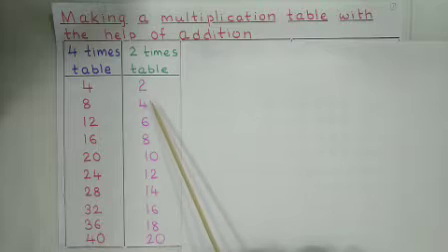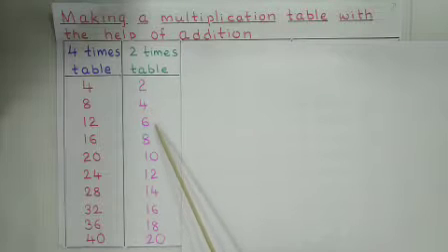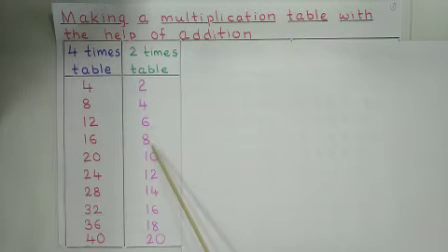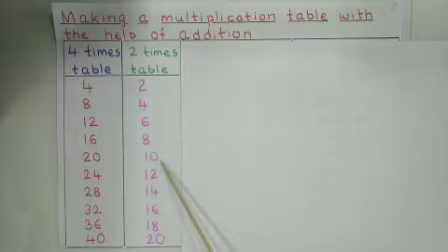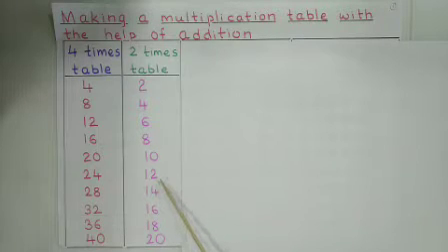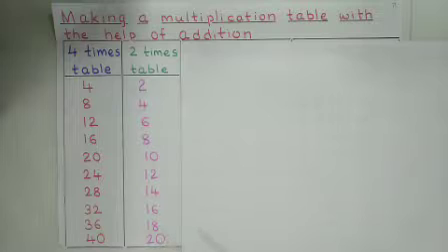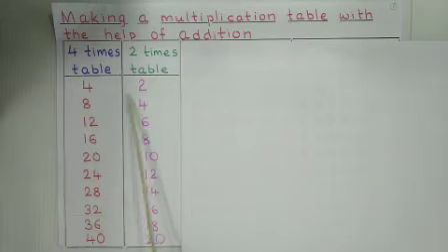2 ones are 2, 2 twos are 4, 2 threes are 6, 2 fours are 8, 2 fives are 10, 2 sixes are 12, 2 sevens are 14, 2 eights are 16, 2 nines are 18, 2 tens are 20. Now let us add these numbers.